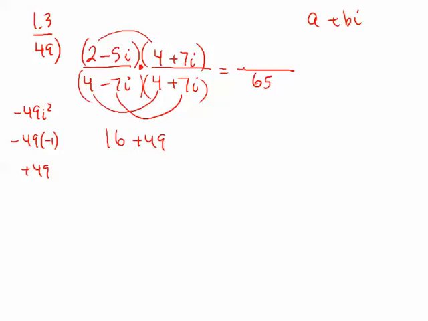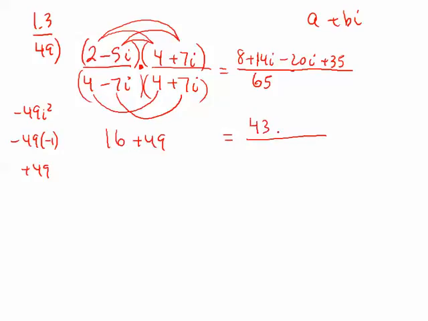Okay, the top though, yes, we do have to multiply all that out and FOIL everything out. So 8 looks like a positive 14i. Multiply here, that's a negative 20i, and multiply negative 5i. Again, see if we can do this in our heads now. Negative 5 times 7 is negative 35, but it's i squared, so plus 35. Adding it up, it's going to be 43 minus 6i all over 65.